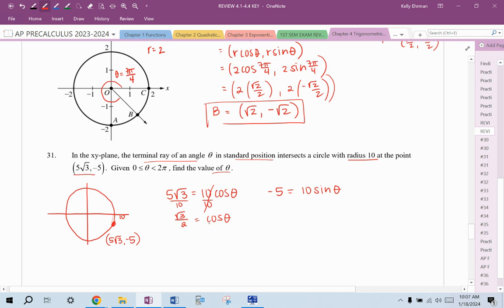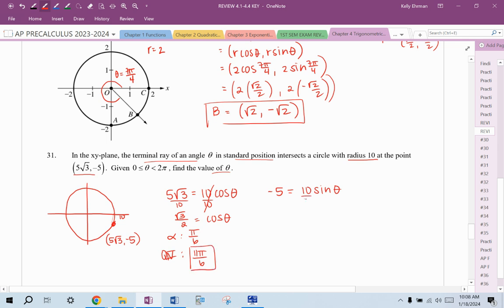We've solved this problem before. What angle makes cosine theta equal to radical 3 over 2? Well, the reference angle here is pi over 6, right? And I can see that I'm in quadrant 4. So what is the pi over 6 angle in quadrant 4? It's 11 pi over 6. And then just double check that works here.